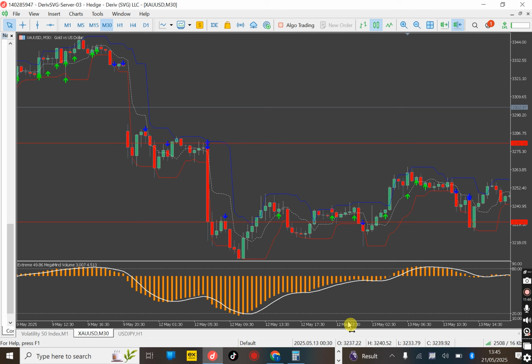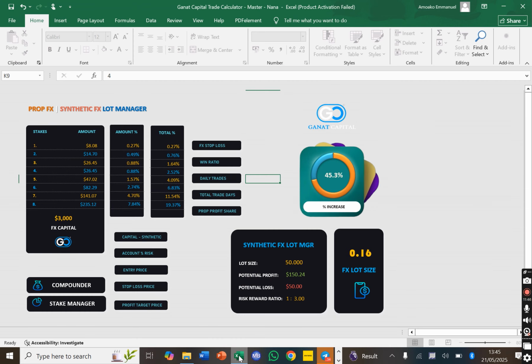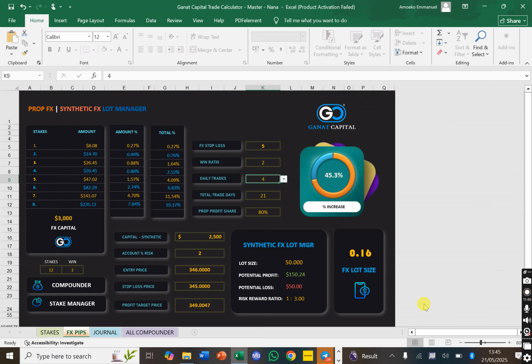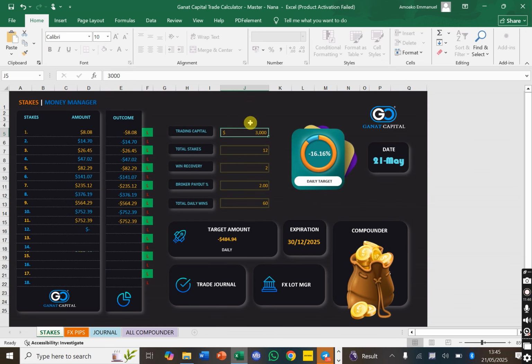Now let's go to the calculator. With the capital that you are using to trade, any capital you are using to trade, all that you need to do is to enter the capital. So let's say I'm using a capital of $1,000, right? So this is my capital, $1,000. So total stakes means that I'm going to take 12 trades in total, and out of the 12 trades, if I'm able to get 2 of them correct, I'm going to hit my daily target for the day.